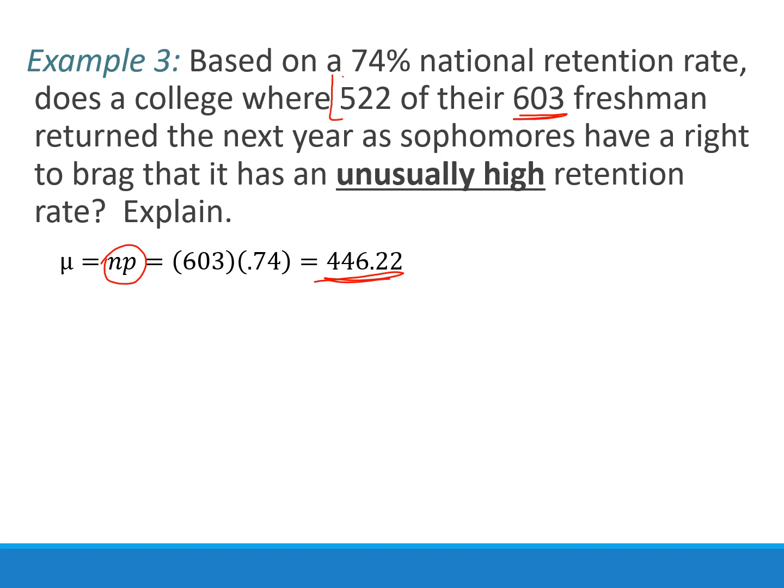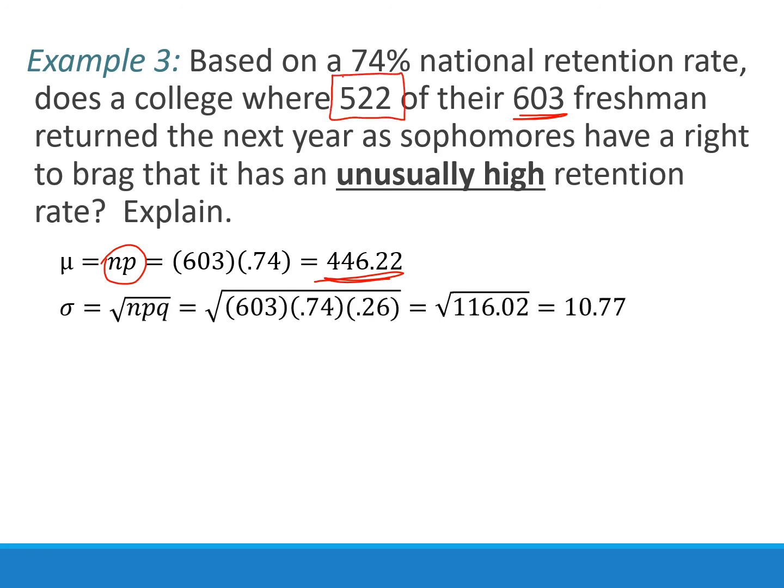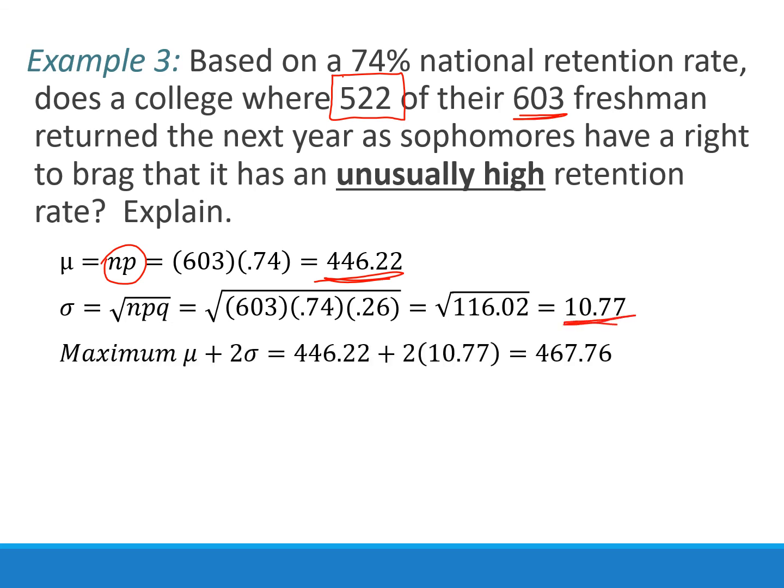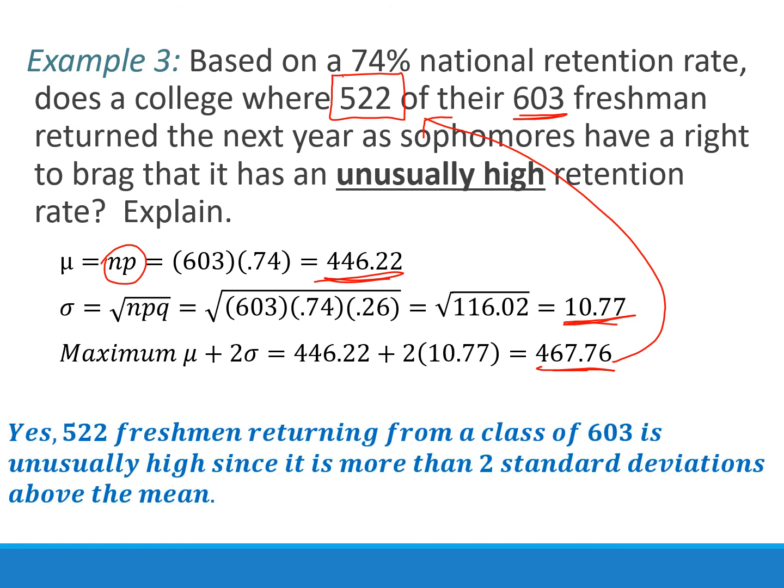Now, is this unusual? To figure that out, we need the standard deviation. Standard deviation is 10.77, which makes the maximum usual value 467. This is much higher than the maximum usual value. So yes, 522 freshmen returning out of a class of 603 is unusually high.